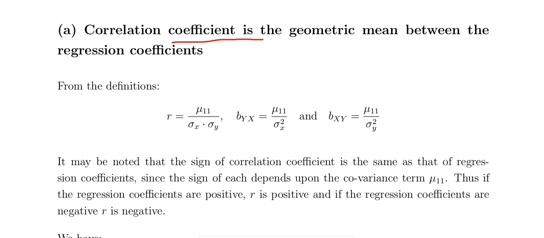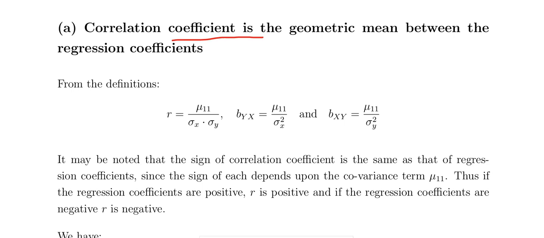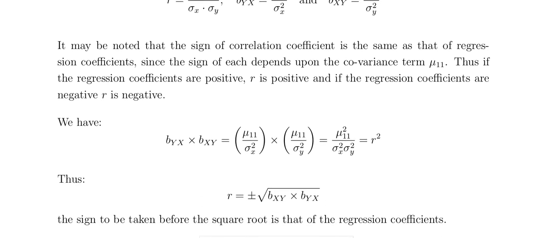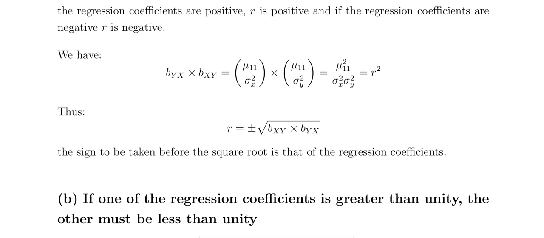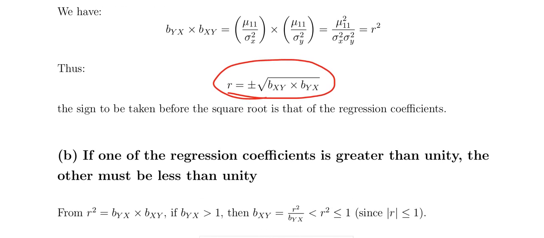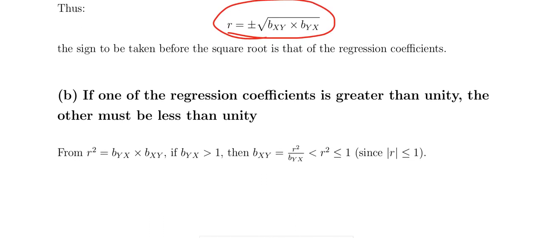The correlation coefficient is the geometric mean. How to define the correlation coefficient: it is the geometric mean between the regression coefficients. We would have used this in problems too. That is, the correlation coefficient is the square root of bxy into byx, plus or minus. That is the relation. The square root of the product of the regression coefficients is called the correlation coefficient.